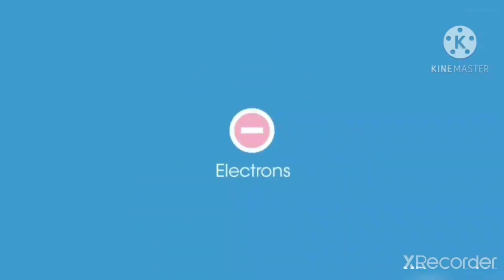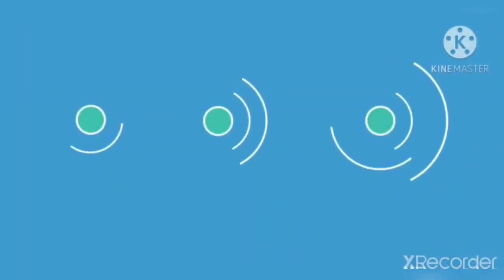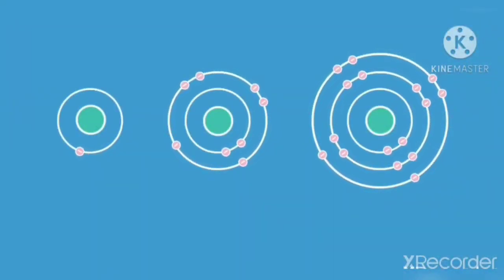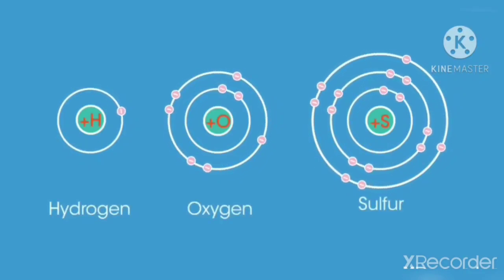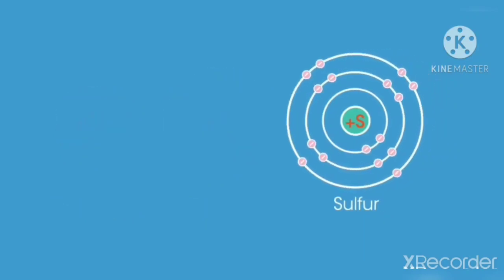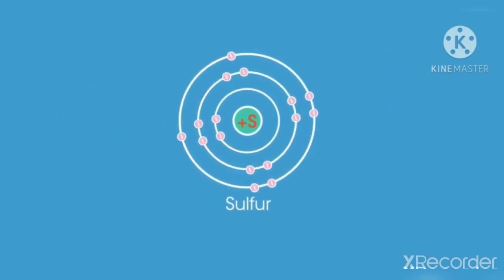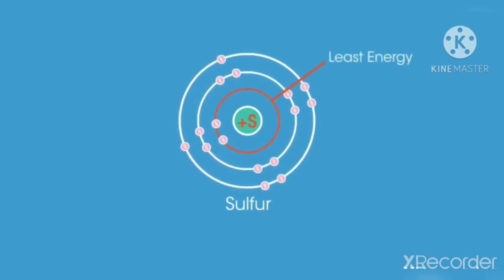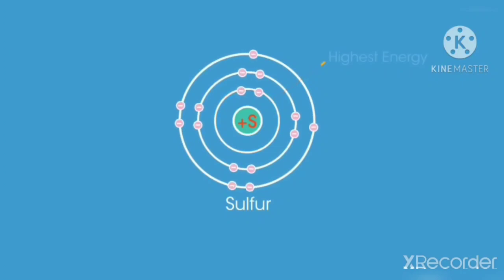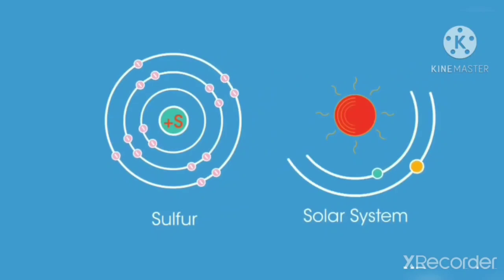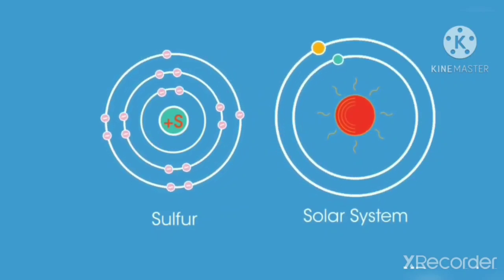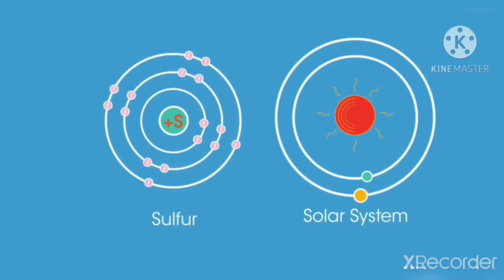Now looking at the electron in more detail. Negatively charged electrons travel around the positively charged nucleus. Different atoms have different numbers of shells. Each shell has a specific energy level. Electrons must possess a certain amount of energy. Electrons nearest to the nucleus have the least energy. Electrons in the outermost shell have the highest energy. In other words, electrons around the nucleus are similar to planets around the sun.